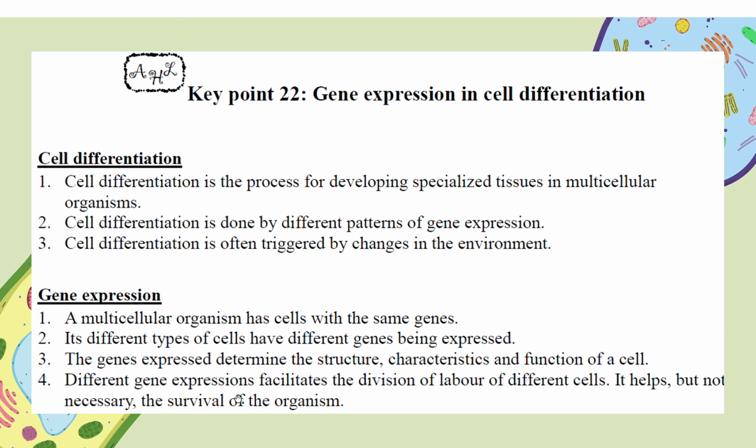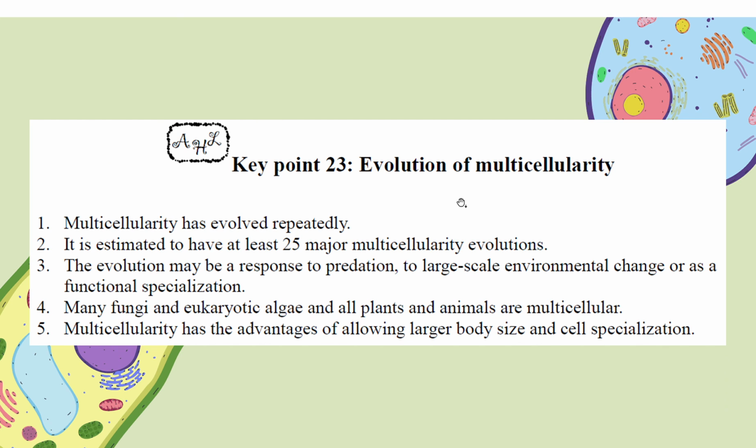Different gene expression facilitates the division of labor among different cells. It helps, but it is not necessary, because a unicellular organism can survive by itself, right? One cell can do all the things actually, but for a multicellular organism, we can have more division of labor and specialized organs. And this is the evolution of multicellularity. When you talk about multicellular organisms, we observe there are at least 25 major evolutions.